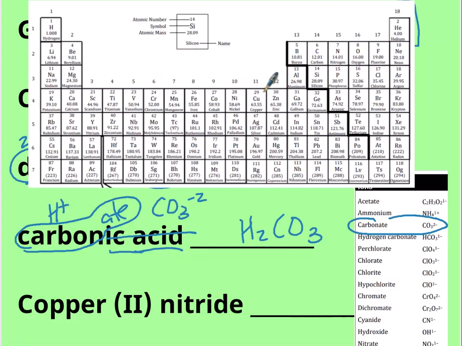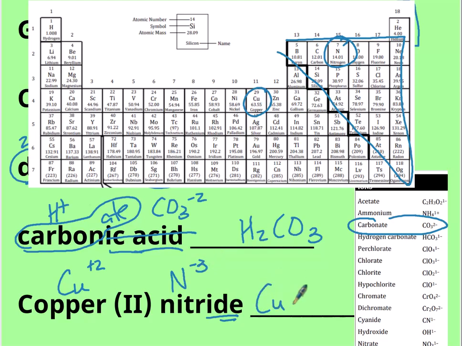And the last one, copper, is not one of the ones we know the charge for, which is why we have Roman numerals telling us the charge. Nitride ends in IDE. So again, we're looking over here on the nonmetals to find nitride. Nitride is nitrogen, and nitrogen has a -3 charge. So I get Cu3N2.